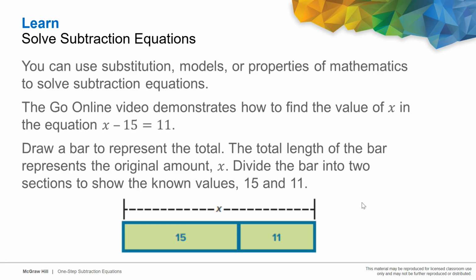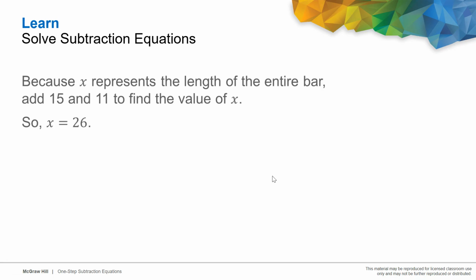Like I said, it's basically the same as the addition problems, but we're just going to do the opposite here. So you can still use substitution models or properties of mathematics to do these. Here's how you could represent it in a bar diagram. If you have x minus 15 equals 11, we don't know x, so here's our x. You would want to figure out the total to see what x was. Because x represents the length of the entire bar, 15 plus 11 is going to equal 26, which is our x.